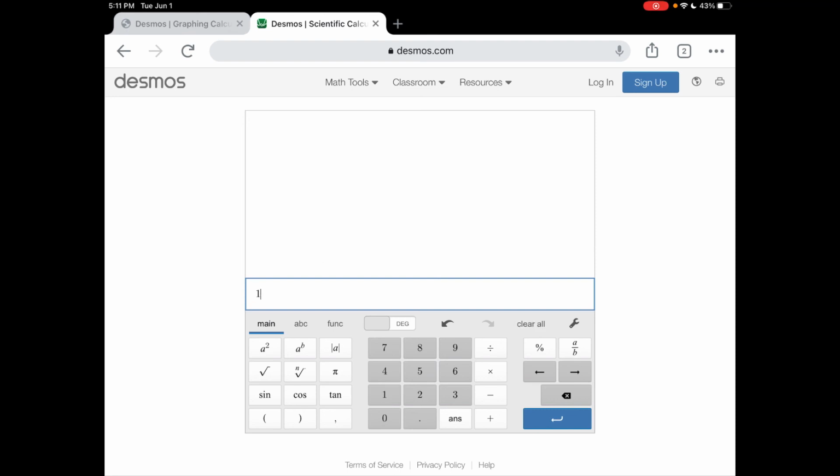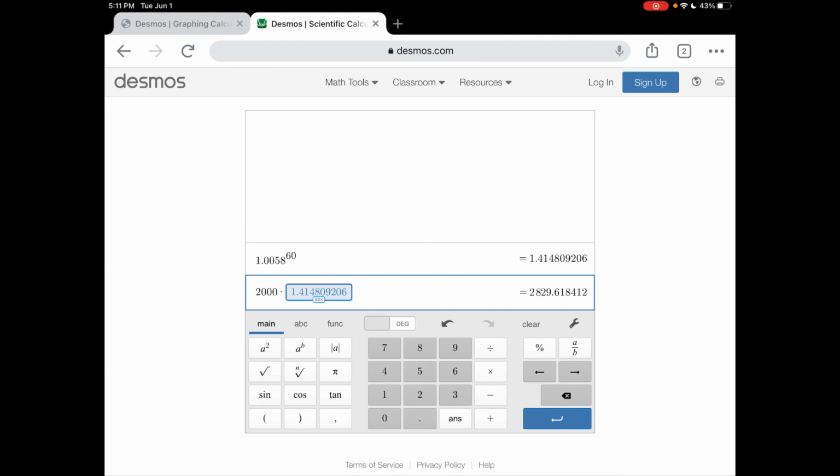Another way you could do it is to do 1.0058 to the power of 60, right? And that gives you that number. And then you can multiply that by 2000 as well. So you can just say, oops, clear, 2000 times answer, right? And then you'll get the same amount. It doesn't matter which way you do it. Either way, you'll get the same amount.